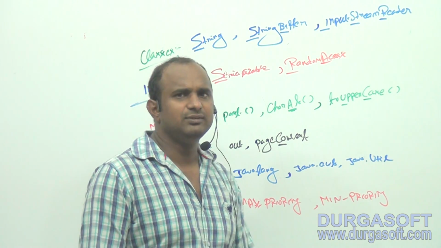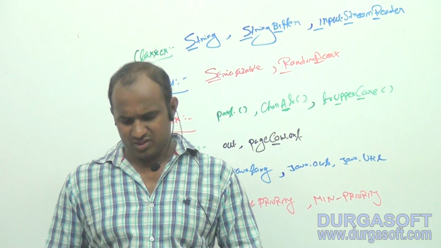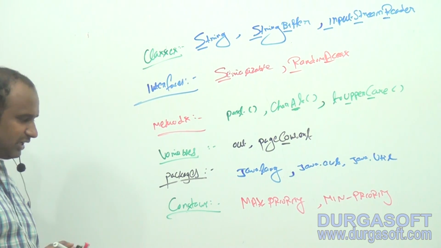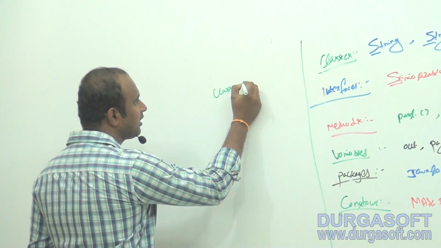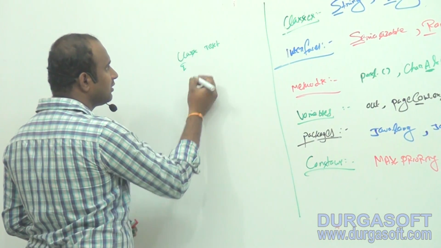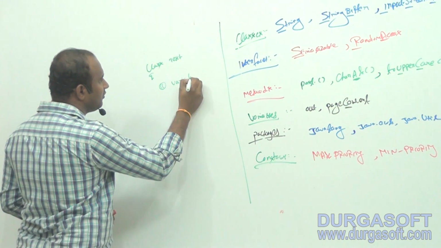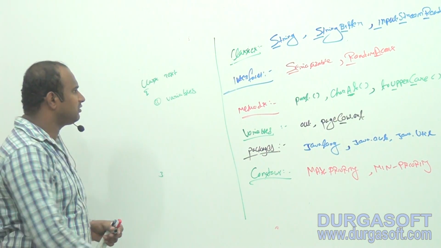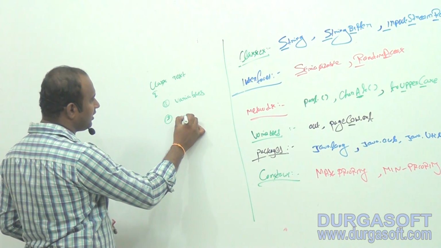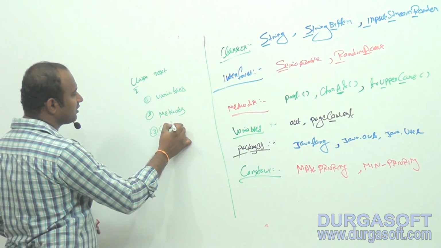The next topic, after coding conventions: how many elements does a Java class generally contain? The class contains 5 elements. What are the 5 elements? The first one is variables. I will complete these 5 elements in later videos, so check the videos. The first is variables. The second one is the methods. The third one is the constructors.